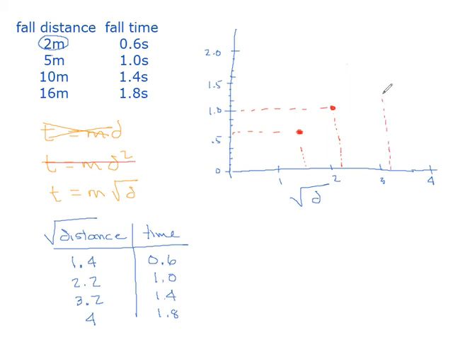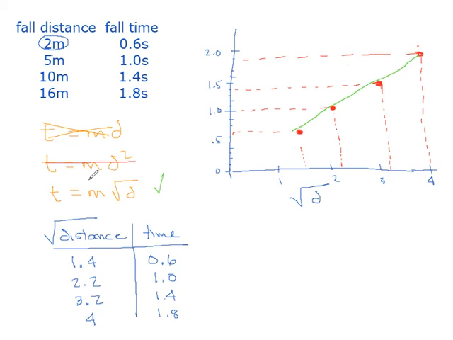3.2 goes with 1.4, and exactly 4 goes with 1.8. That's actually not too bad. That looks reasonably straight to me. If you're satisfied that that's a straight line, it means, first, we were right about this being the formula.